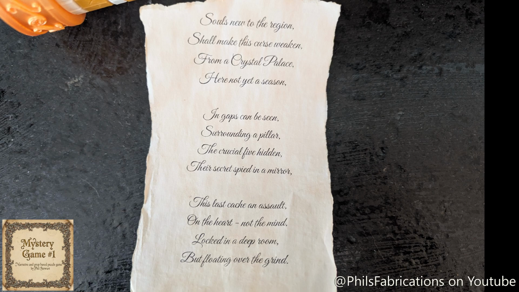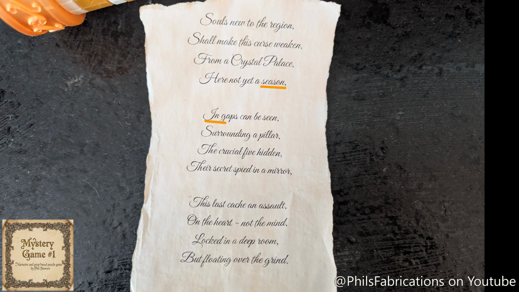So it says, souls new to the region shall make this curse weaken. So the people that are going to solve the curse are from Crystal Palace. But also, a Crystal Palace refers to the salt cellar. It's salt crystals kept inside a salt cellar, a salt grinder is a palace for crystals. Here not yet a season, in gaps can be seen. If you read those lines back to back, it says seasoning, season in gaps, seasoning, which is salt, can be seen surrounding a pillar.